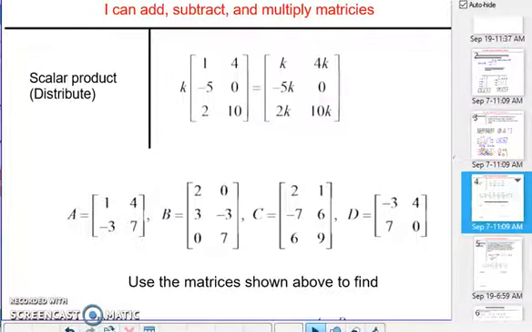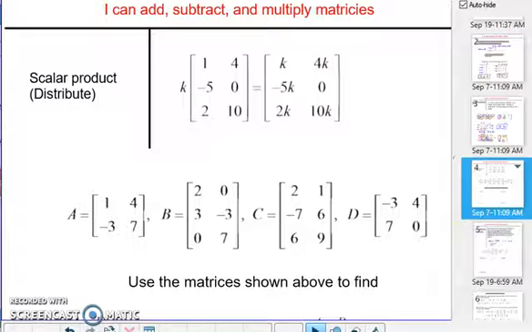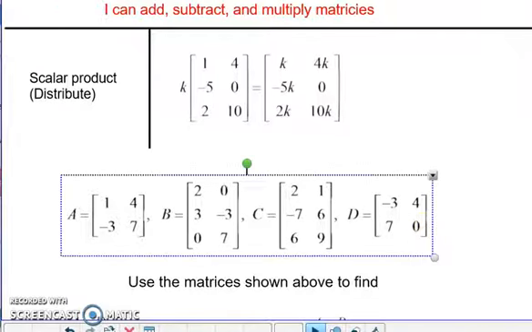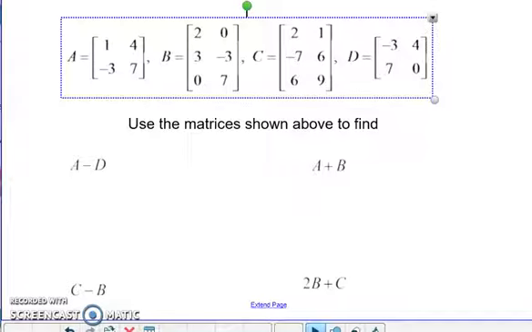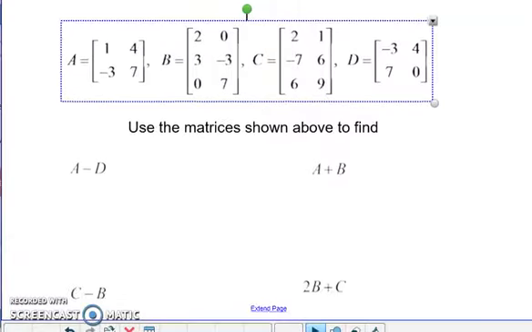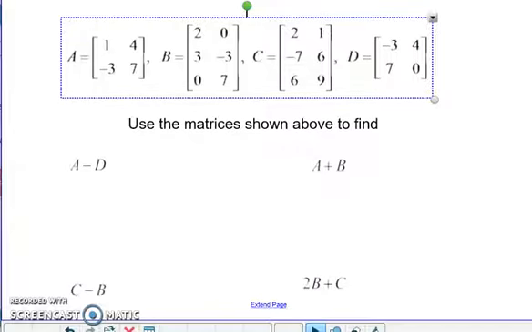Scalar multiplication. So scalar multiplication just means we take this number that's right in front, this k, and we distribute it to everything on the inside, okay? So here we're given 4 matrices, A, B, C, and D. For scalar multiplication, this 2B is the only example where we're actually multiplying the 2. All the rest are just different examples of adding and subtracting.